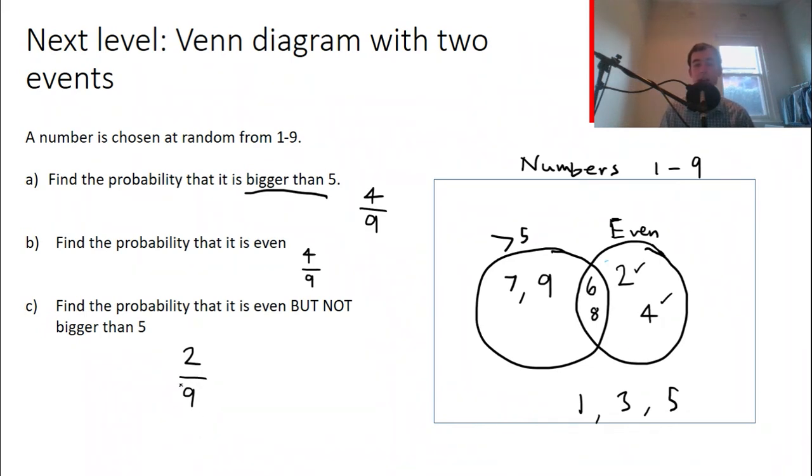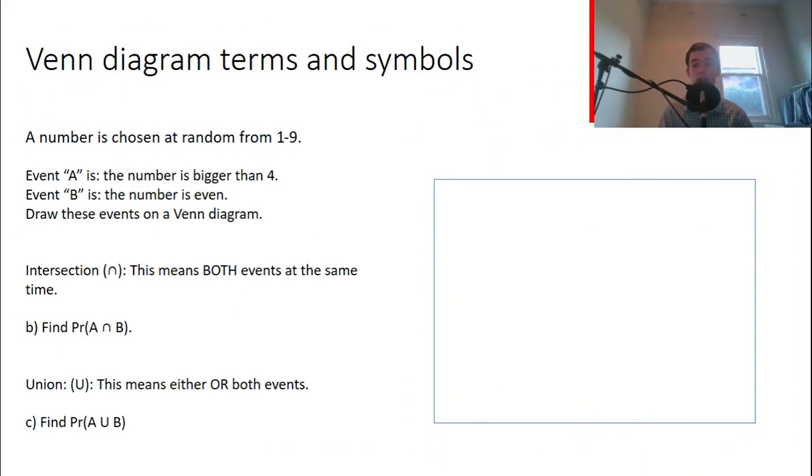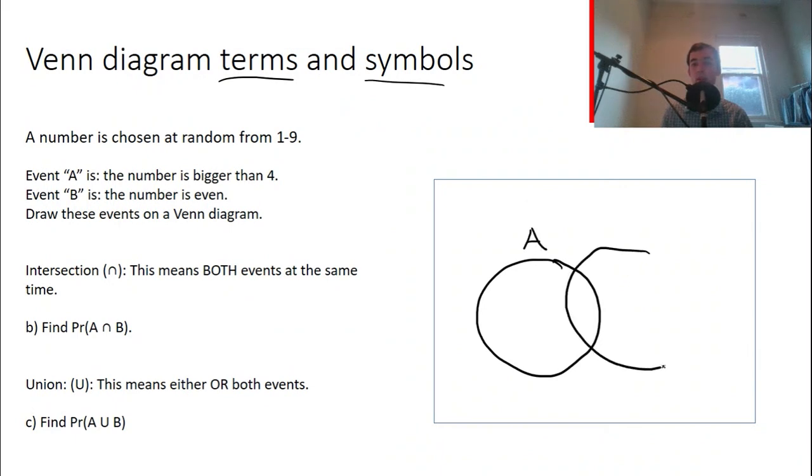Okay, and now one last slide we're going to look at, which is the terms and symbols in Venn diagrams. So let's say again we've got the situation, a number is chosen at random from 1 to 9. So we'll draw, and we've got 2 events this time. Event A is the number is bigger than 4, so we'll call that event A. And we'll call this one event B, that the number is even.